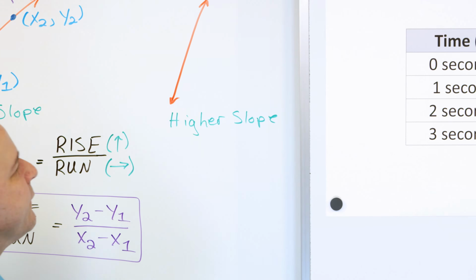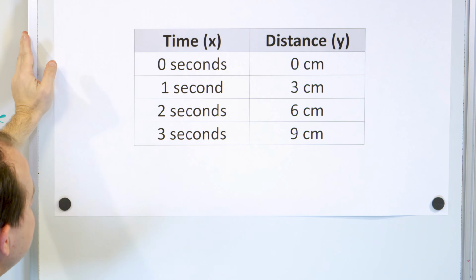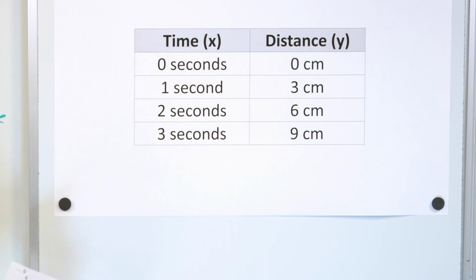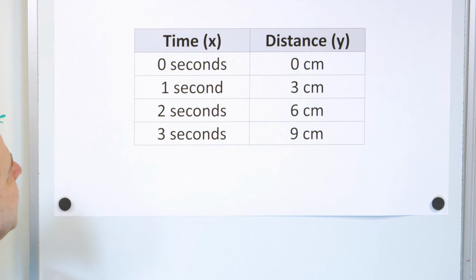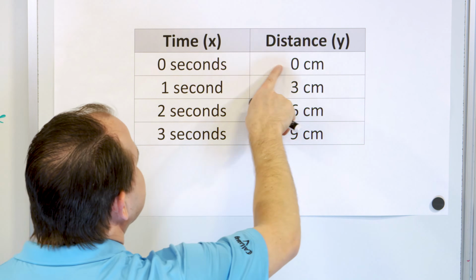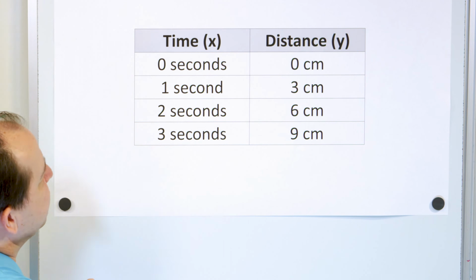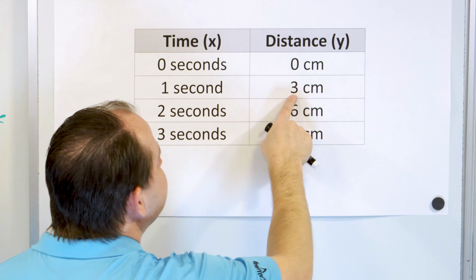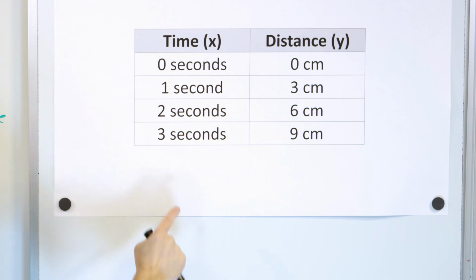Rise over run. Now, for our first problem, it's time to take the training wheels off and actually do something. Here we have some data that could be anything. It could be how far a bumblebee flies compared to how many seconds we're looking at the clock here. So at 0 seconds, the bumblebee is right at the starting point, 0 centimeters from wherever we're measuring from. After 1 second, the bumblebee is now 3 centimeters away. After 2 seconds, the bumblebee is 6 centimeters away. And after 3 seconds, the bumblebee is 9 centimeters away.